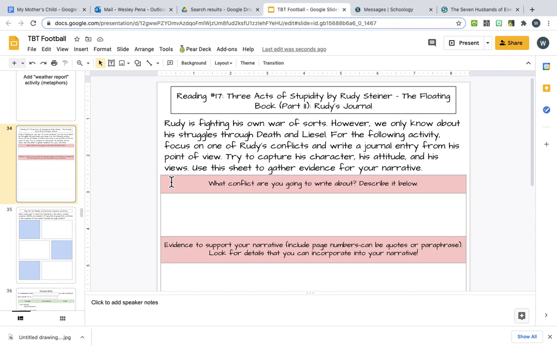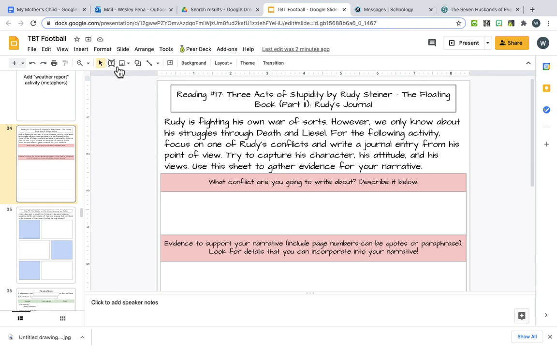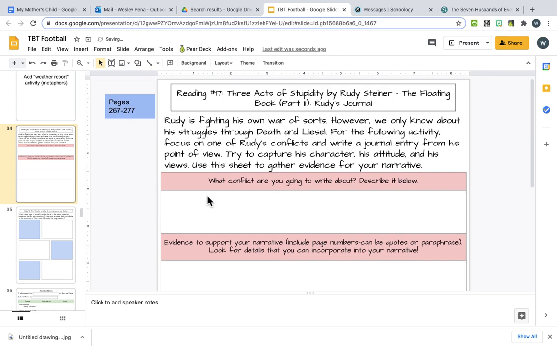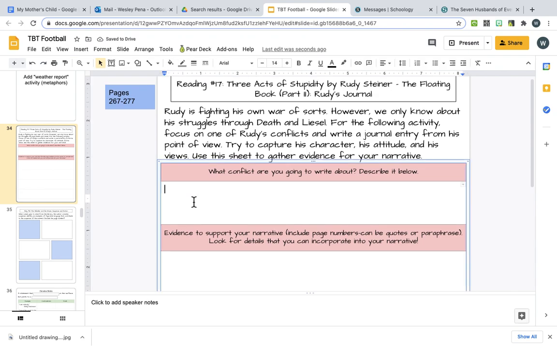Use this sheet to gather evidence for your narrative. If you're behind on the reading, you need to go back and read, and I'm going to write it down right here. You need to go back and read pages 267 to 277, because those are the pages that focus on Rudy's struggles and his conflicts, and both types of conflict are man versus man.